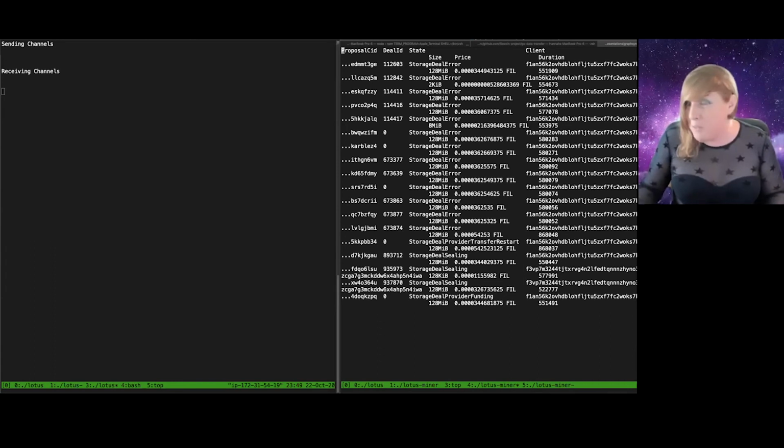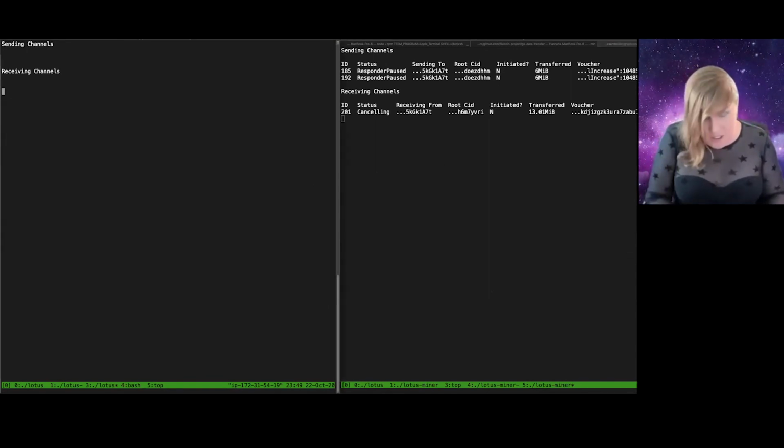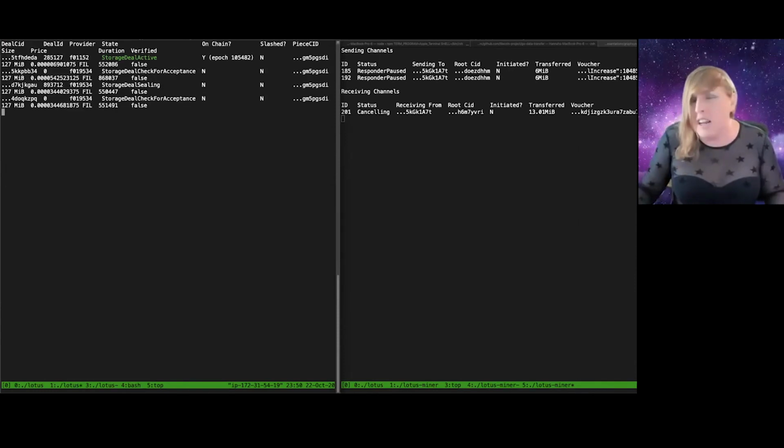This is all happening very quickly for me, so it's a little hard to track. Yes, and our data transfer is already done over here, so that's great. And you can see now over on this side, we are in this storage deal check for acceptance state, which basically means we're waiting for it to be published. And it's probably going to go through and finish those steps.